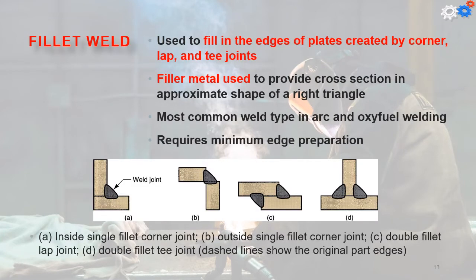The first weld type is the fillet weld, used to fill the edges of the plates created by a corner, lap, and T-joints. Fillet welds provide a cross-section in the approximate shape of a right triangle. The most common weld type in arc and oxyfuel welding is the fillet weld. It requires minimum edge preparation before the welding process.